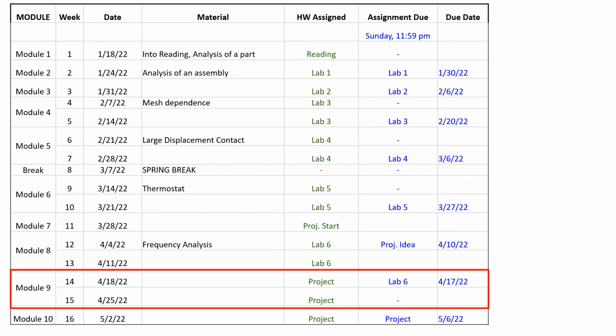Looking at our semester schedule, we are now in Module number 9. This is going to span 2 weeks, the week starting the 18th and the week starting the 25th, and you're going to be working on that final group project for these 2 weeks. For the deliverables, you do have your previous Lab 6, which is due on Sunday at the end of the day, the 17th of April. And this project is going to be due at the end of the semester on May 6th by the end of the day.